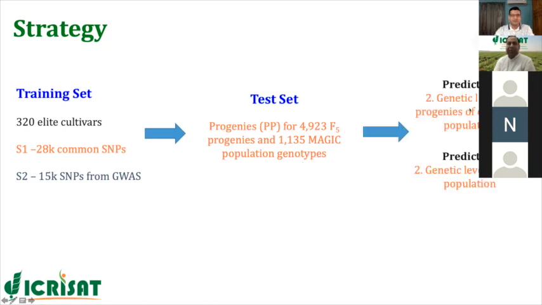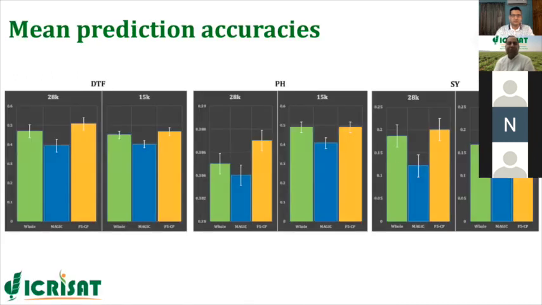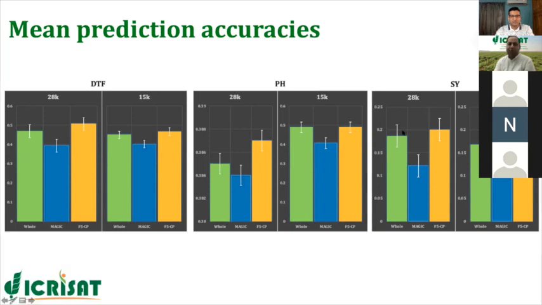And then we predicted F5 lines for the prediction use, and the prediction of MAGIC. We made separate predictions. In the first strategy, we used all the common markers, that is the 28,000. In the second strategy, we used a subset, about 15,000 markers based on the GWAS. And we compared the results of the two strategies to train the model. If you see, we got these mean prediction accuracies: for days to flowering they ranged from 0.4 to 0.5, and for plant height from 0.3 to 0.38. Similarly, for seed yield it was in the range of 0.2.